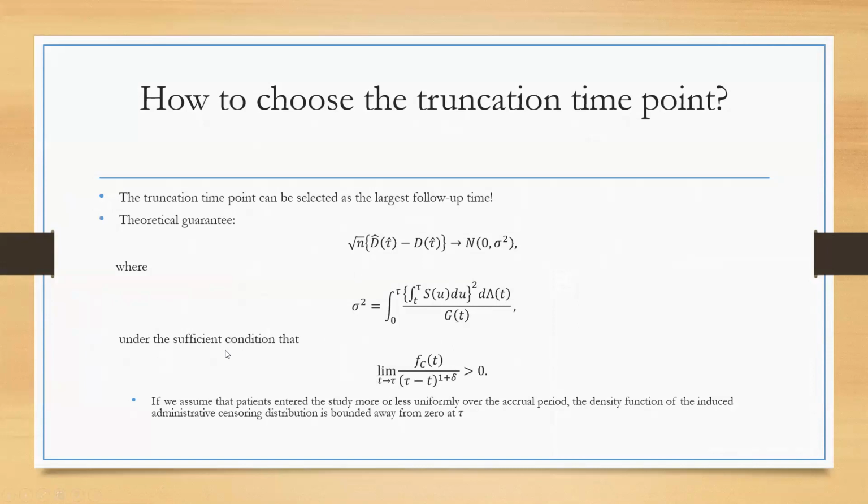And there is a regularity condition. It's pretty weak. Actually, if the patient enters the study uniformly over the entire accrual period, then this condition is satisfied. That means if the patients enter your study at roughly a constant rate, especially in the beginning period, then this condition is satisfied. Then you can make inference up to the last time point for RMST.